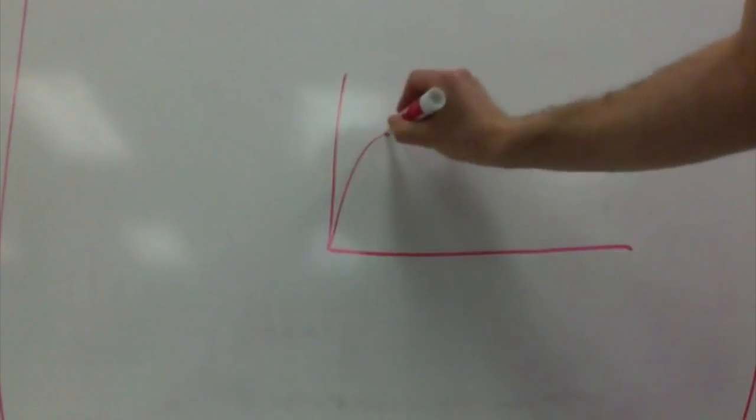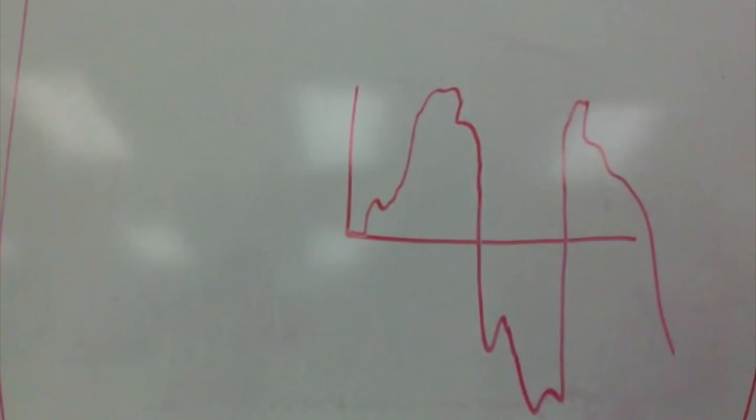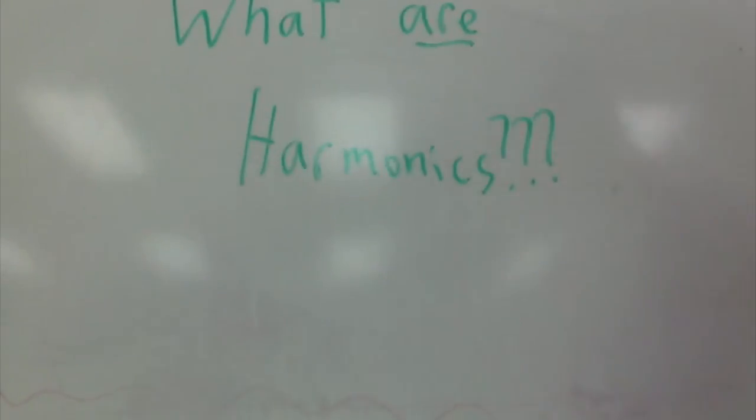Let's draw another wave. It's very pretty. Now, let's erase that and draw an ugly one. The interesting thing is that both of these have the exact same frequency. This can be seen by overlaying the two waves. Their fundamental frequency is the same, but what causes them to be different are the differences in harmonics. But what are harmonics?